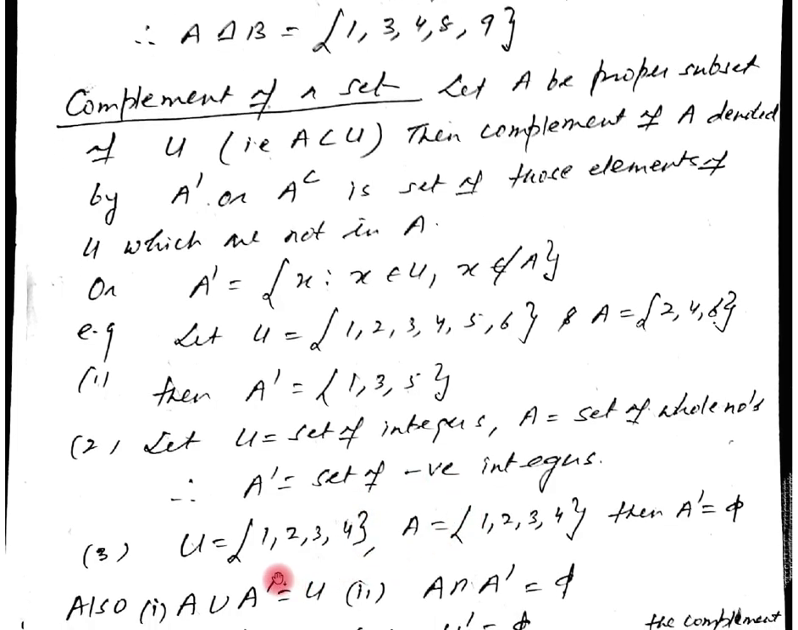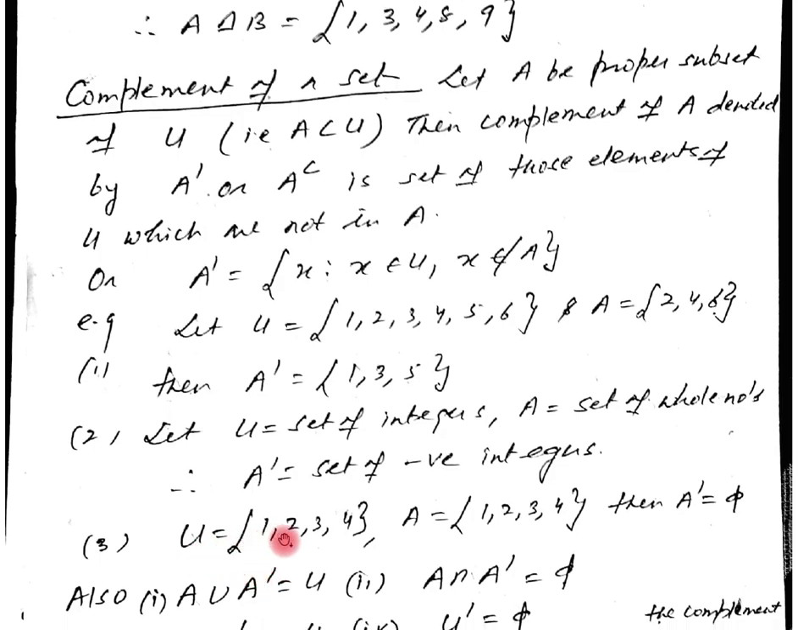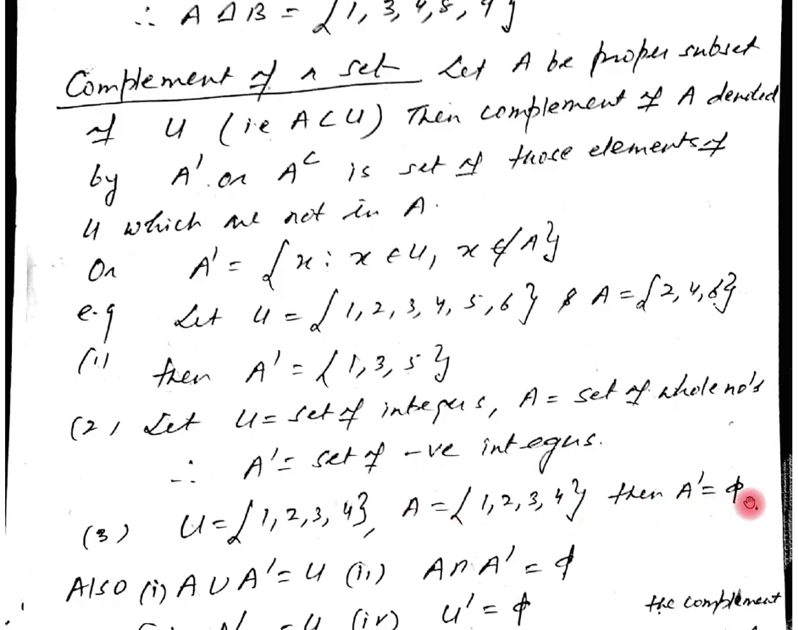Similarly, let us take another case. Let U have elements 1, 2, 3, 4, and A again have elements 1, 2, 3, 4. Now all the elements of U are in A. Therefore, A dash equal to empty set.